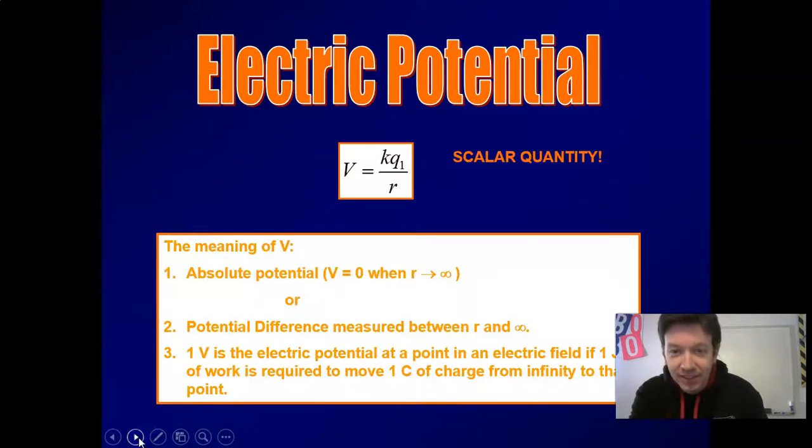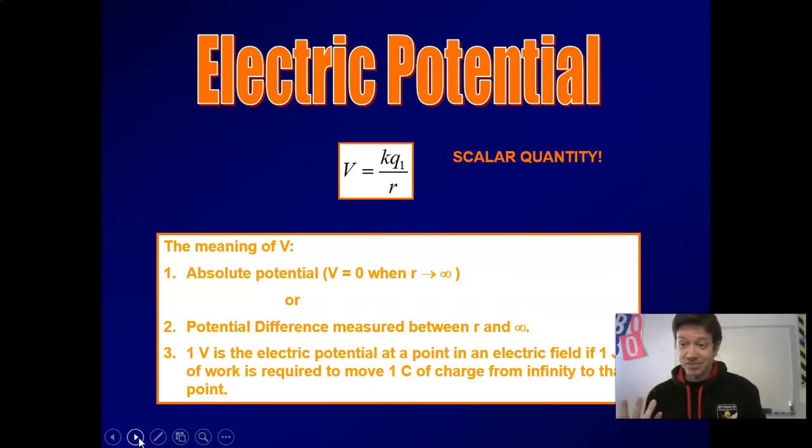Moving on. Very important to note, these are all scalar quantities. Energy is a scalar quantity, we know that, but potential is also a scalar quantity. And it can be both positive and negative, just like energy can be both positive and negative. And we have a rule for how we determine that. It's quite simple.